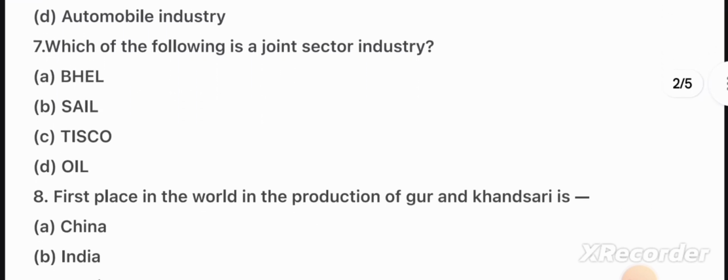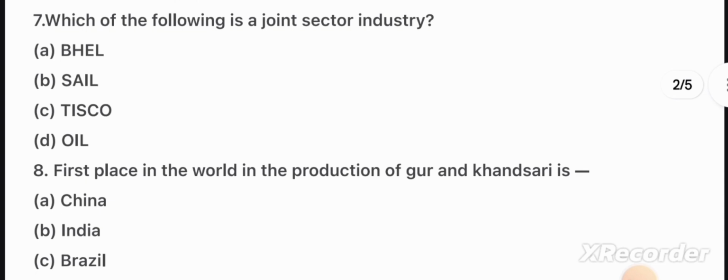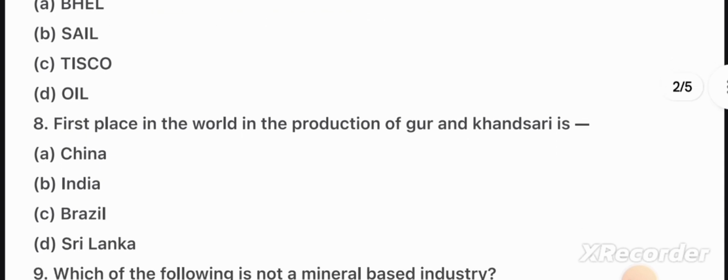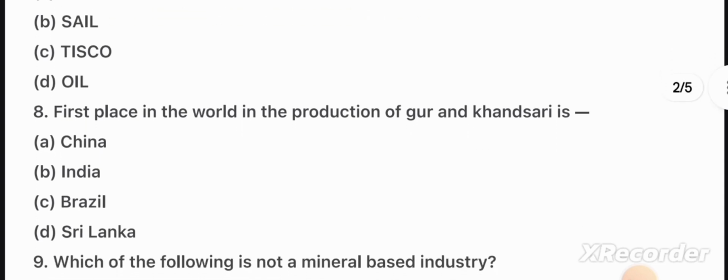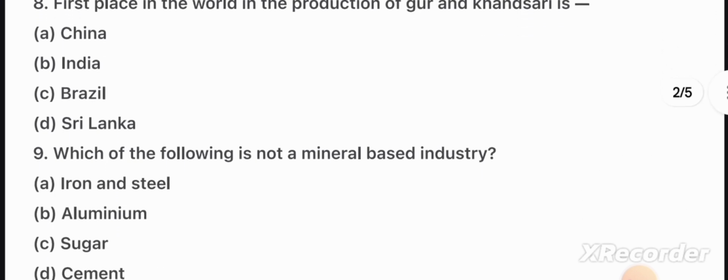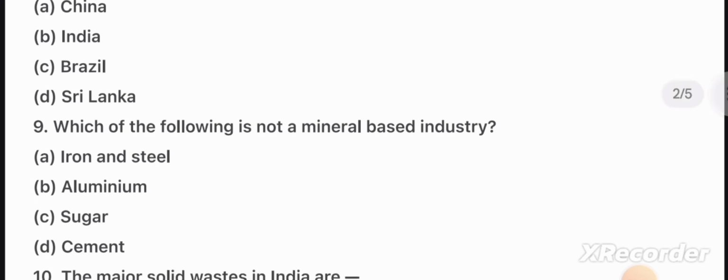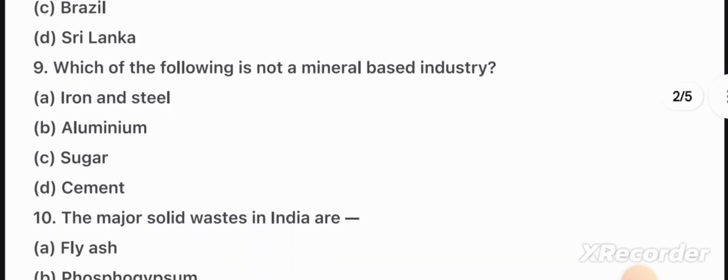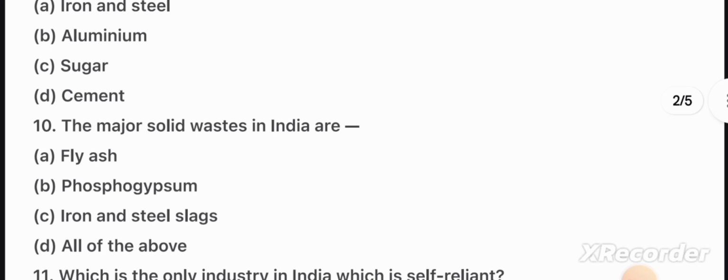Question 7. Which of the following is a joint sector industry? Option A. BHEL, B. SAIL, C. TISCO, and D. OIL. Next question, question number 8. First place in the world in the production of gur and khandsari is A. China, B. India, C. Brazil, and D. Sri Lanka.